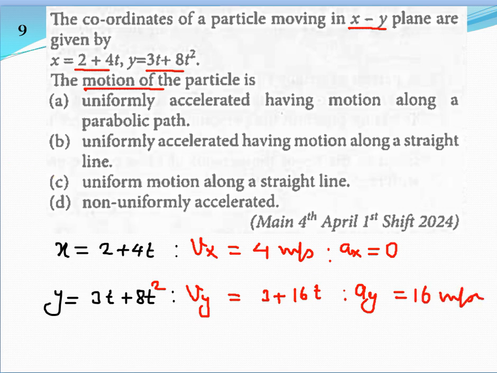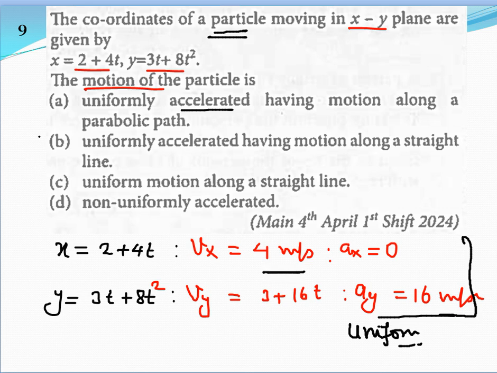If we see the acceleration of this particle, we are getting 16 meter per second square. That means the acceleration is uniform. So option number A, uniformly accelerated, and since it has values like what we get in projectile motion, the velocity and acceleration are similar to that, so option A, uniformly accelerated having motion along a parabolic path.